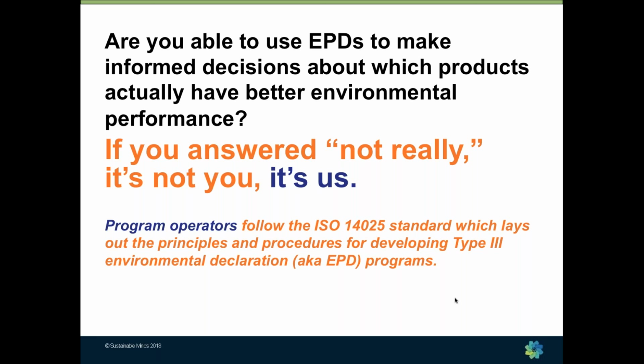And us, and I'm grouping Sustainable Minds in the us, are the program operators. We are the ones who run environmental product declaration programs by following the ISO 14025 standard, which clearly lays out the principles and procedures for developing Type 3 environmental declarations. So that's actually what they're called. EPD is a colloquialism. Environmental product declaration. They don't even use the word product in the actual term, Type 3 environmental declaration. But we're the ones who are responsible for executing on this technical standard.